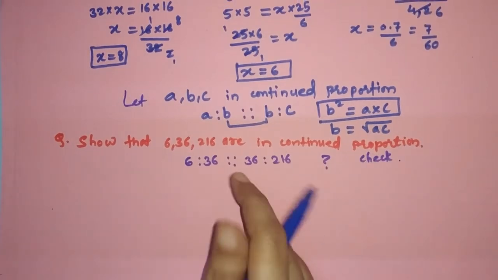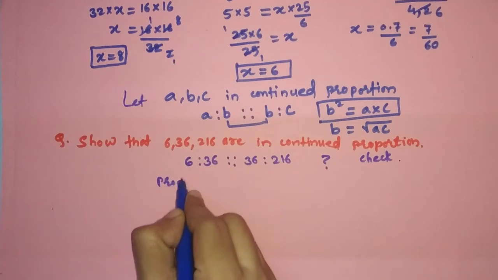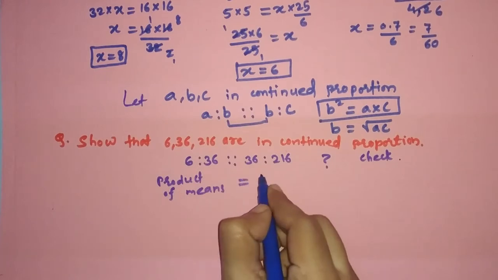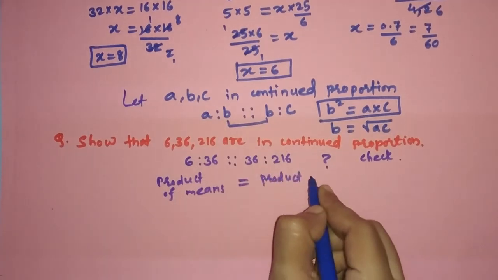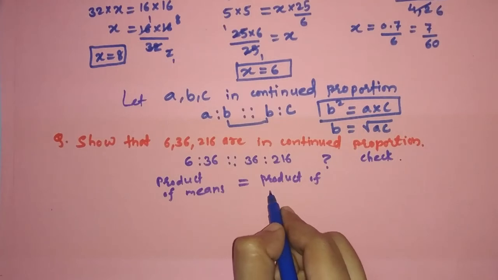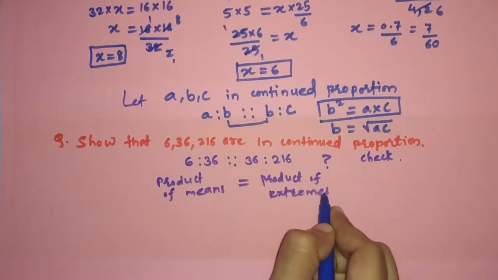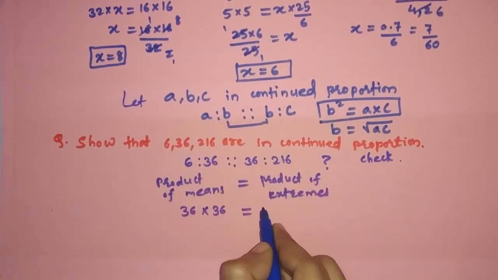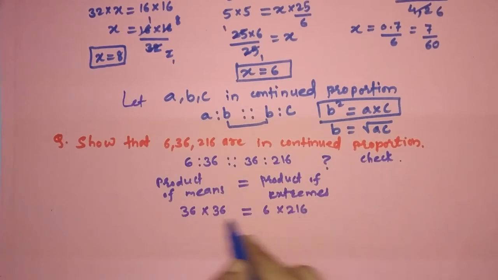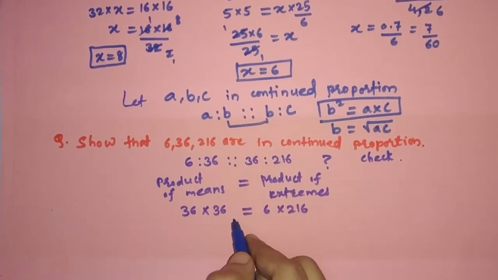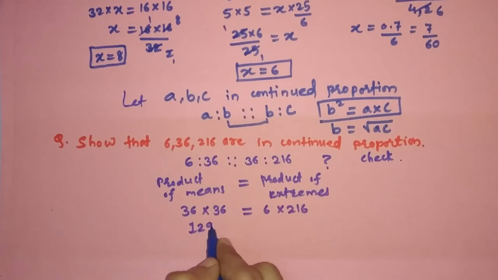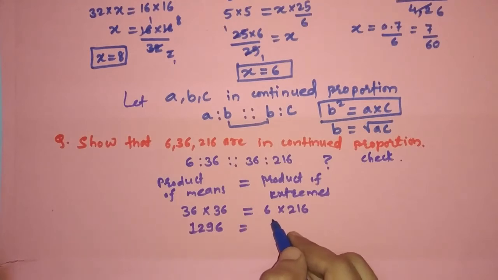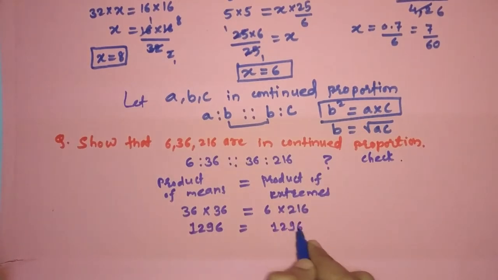So if this is true, that is product of means is equal to product of extremes, if this condition is true, then we will say that yes, they are in continued proportion. So we'll take 36 multiplied by 36, which are means, and we'll go for 6 multiplied by 216. So we know that 36 square we need to get here, which is 1296. And that is 216 multiplied by 6, which is again 1296.